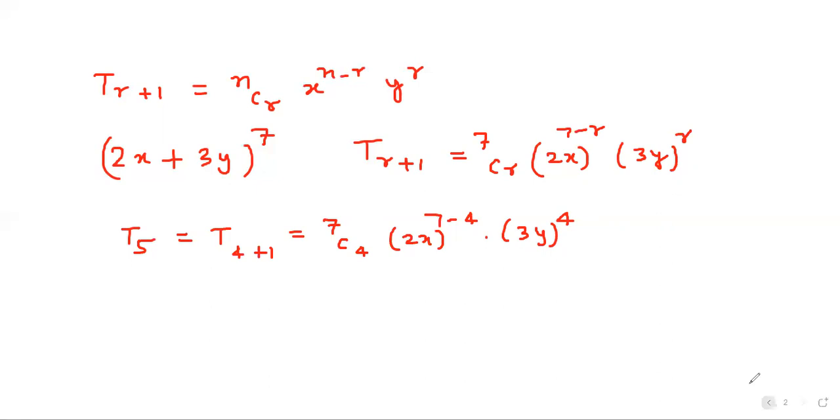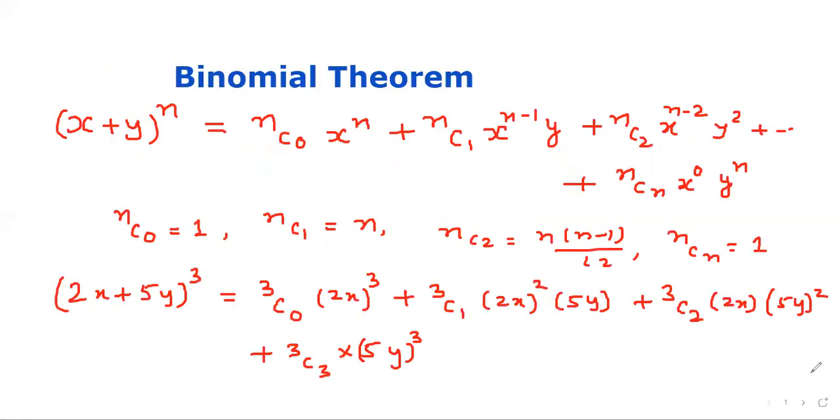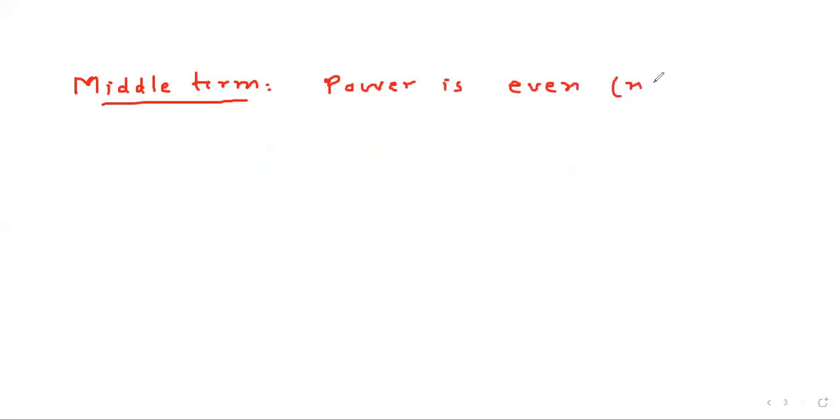Now let's consider the next part, the middle term. Middle term, if the power is even, that is, n is an even number, in that case the middle term will be the (n/2 + 1)th term.